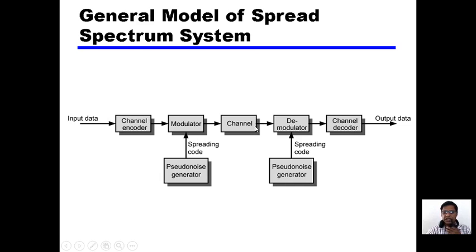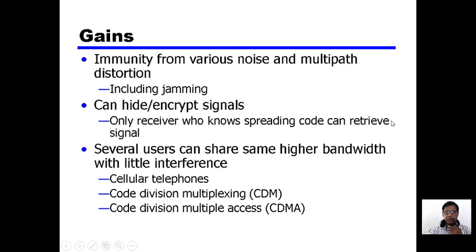Here it is encoding, and here it is decoding to the original data, which is useful for the human purpose. Human is easy to understand. It converts into something humans understand, and it is sent as output. So through this, what we can gain is immunity from various noise and multipath distortion.